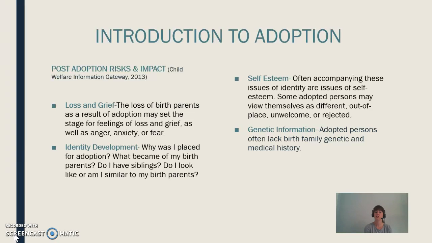Often accompanying issues of identity are issues of self-esteem. Some adopted people may feel like they're different, they're out of place, they've been rejected or unwanted by family, and that can be hard for them to move past. And lastly is genetic information. Adopted people often lack information about their birth family, their genetics, their medical history, which can be difficult.